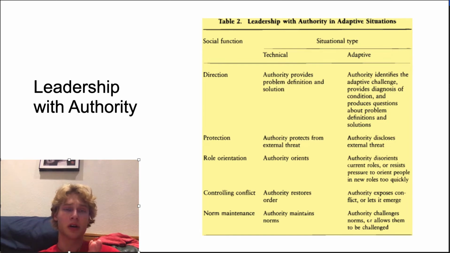Diving deeper into the topic of the relationship between authority and leadership is, in a sense, finding the balance between the two, because exercising leadership from a position of authority in adaptive situations basically means going against the grain, and authority can be a constraint in some senses.